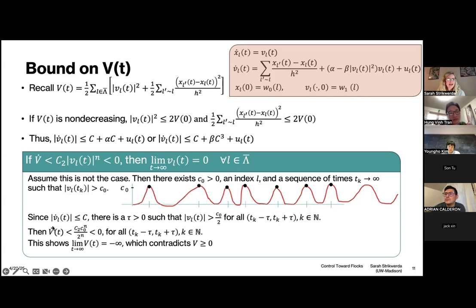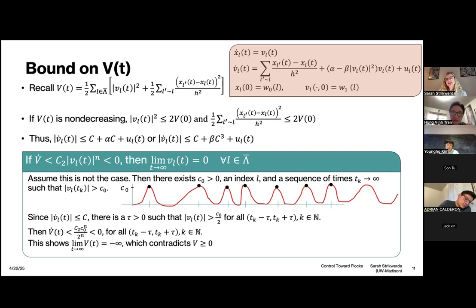And so if that's true, then that means that the limit of v of t should be negative infinity because this is going to keep happening at all of the intervals and the tk's go off towards infinity. But then that will contradict the fact that v of t is greater than or equal to 0. We can see it's greater than or equal to 0 because these are positive terms. And so if we can show this, then we'll be good and we'll have that the limit of VL of t equals 0, which is what we wanted.